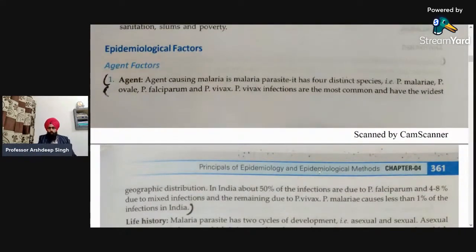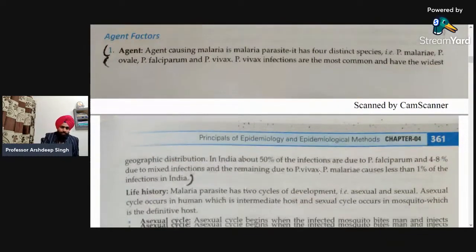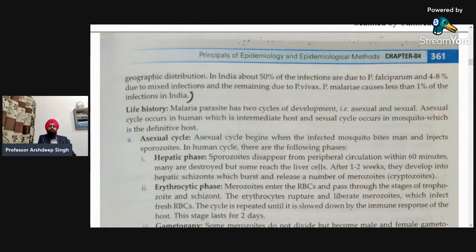Next are the epidemiological factors. What are the various factors that cause this disease? First are the agent factors. So what is the agent and what are the factors related to it? The agent causing malaria is the malarial parasite, as I have already explained. It has four distinct species: Plasmodium malariae, Plasmodium ovale, Plasmodium falciparum, and Plasmodium vivax. Of these, Plasmodium vivax and Plasmodium falciparum are the most common causes. Plasmodium vivax infections are the most common and have the widest geographical distribution, as I have already explained. In India, about 50% of the infections are due to Plasmodium falciparum.